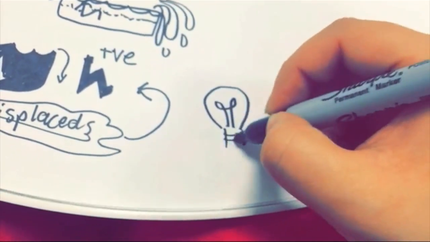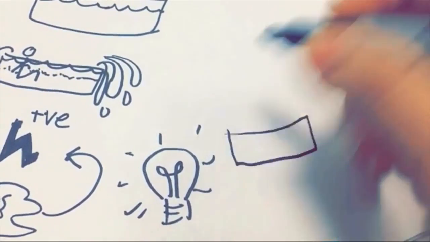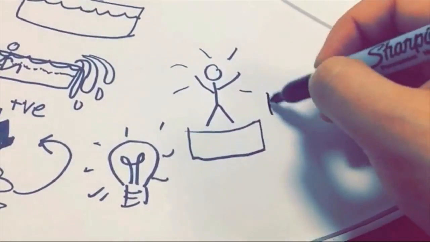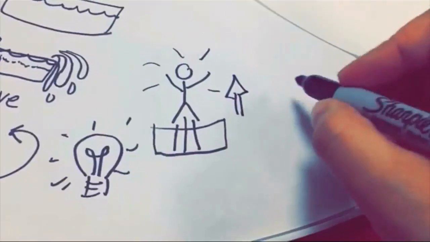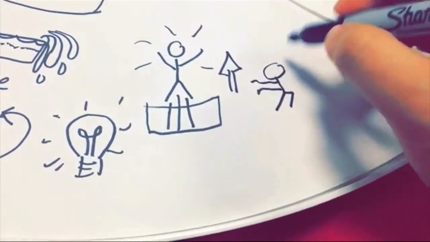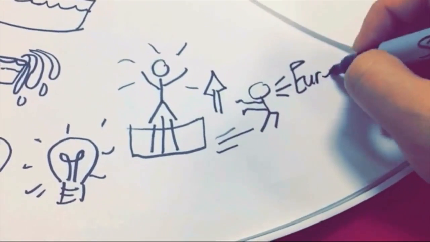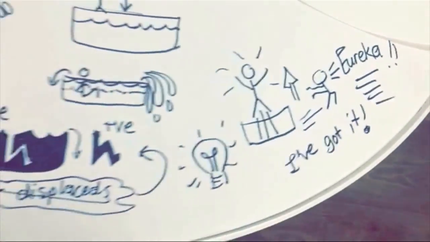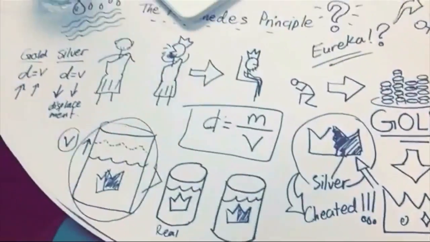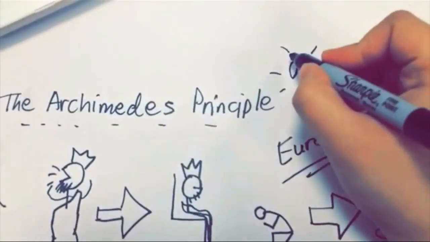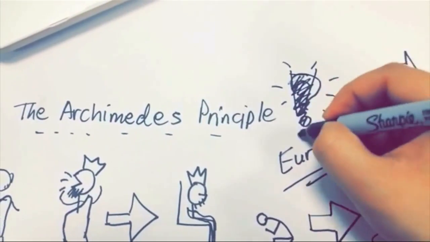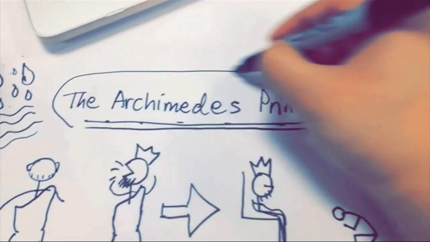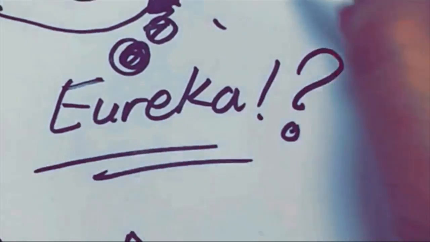This idea excited him so much because he finally found the solution to the king's problem. He was so excited that he jumped out of his tub and ran across the town naked, yelling "Eureka!" which means "I've got it." And that, ladies and gentlemen, is the Archimedes principle. Eureka!